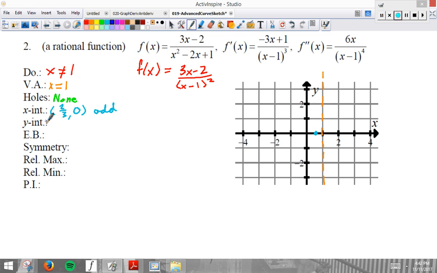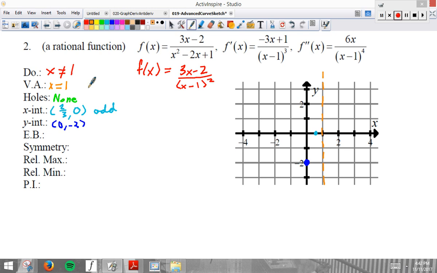f of 0. When you plug in 0 to this function, it's especially easy to use the factored version. We get negative 2 over 1. So that would be the point (0, -2). On previous tests, I've seen people check whether that's odd or even. We usually do not talk about y-intercepts being odd or even. It doesn't really have a good meaning. (0, -2). Right there.